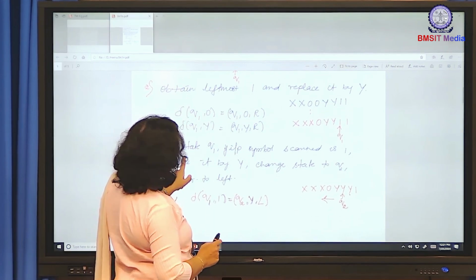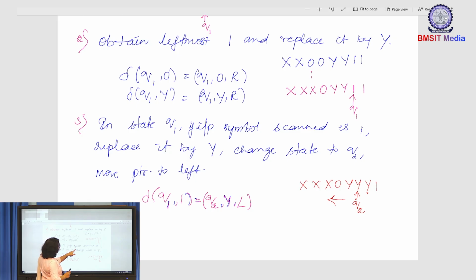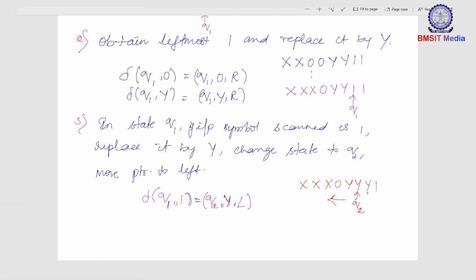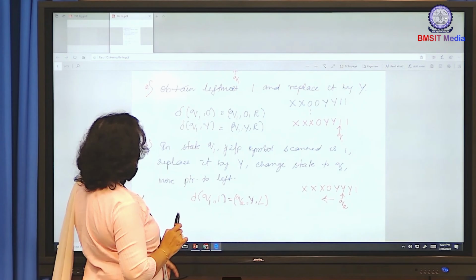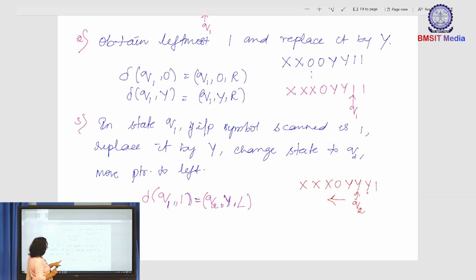So in state Q1, if the input symbol scanned is 1, replace it by y. So when I am in state Q1, if the input scanned is 1, so delta of Q1 on 1, change the state to Q2, 1 is replaced by y and then come back to left. Because after I do this replacement, I have to come back and search for the next 0.